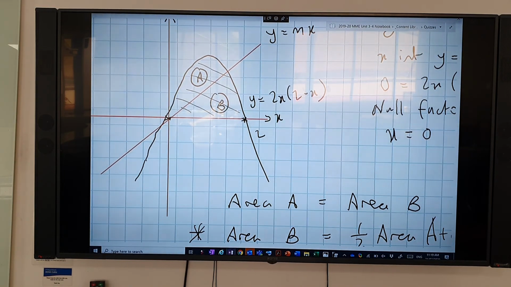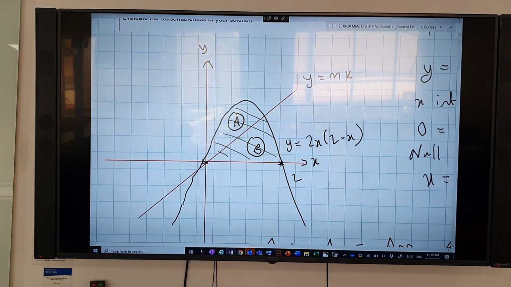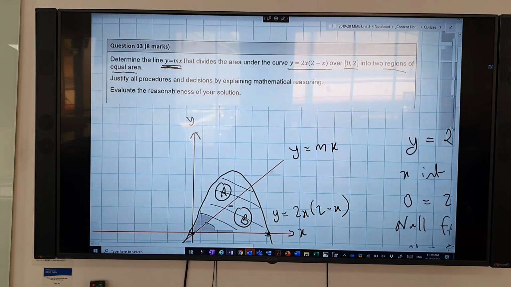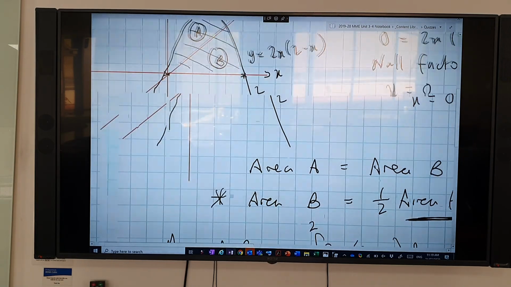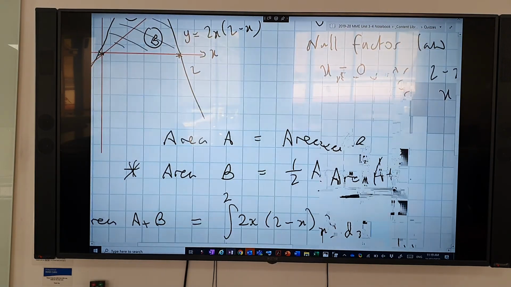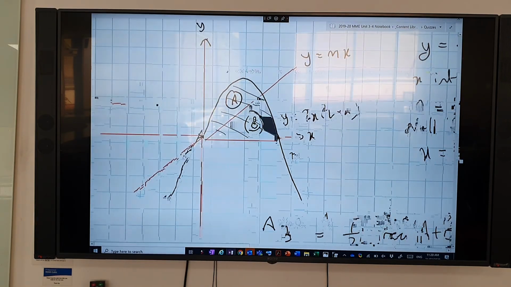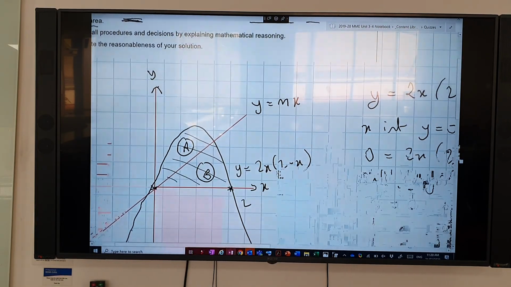Why is B half of A? Because the question says A plus B, so it's about A plus B. Look, half of area A plus B. If that's confusing, let's call the whole area C if you want. But look here, it's told you that they're halved. So area A plus area B, or it's half of it.